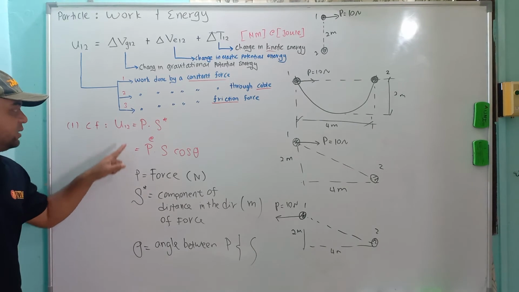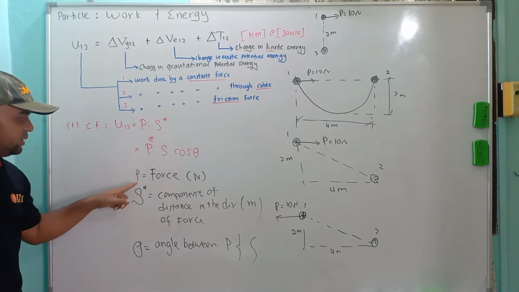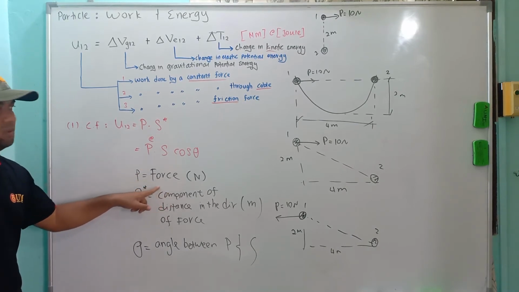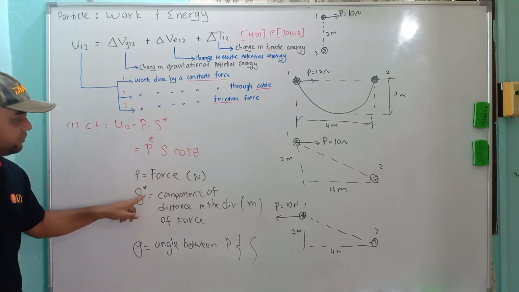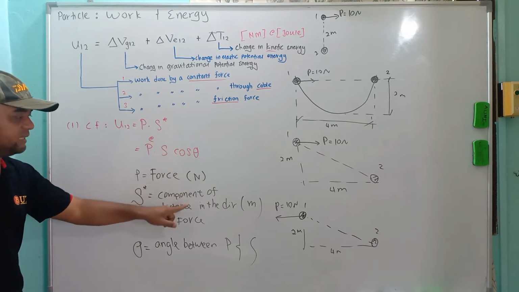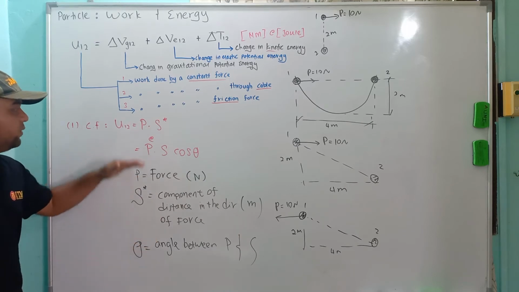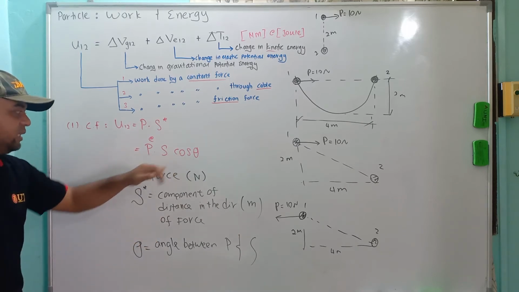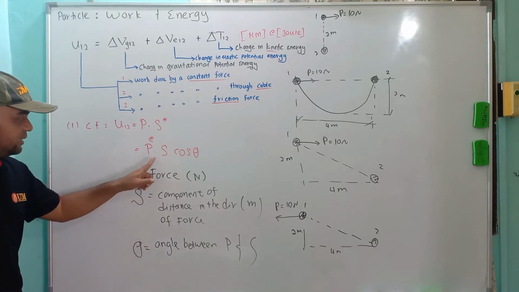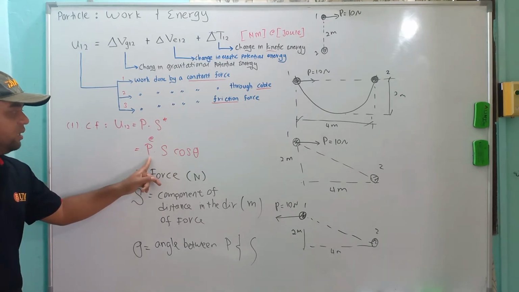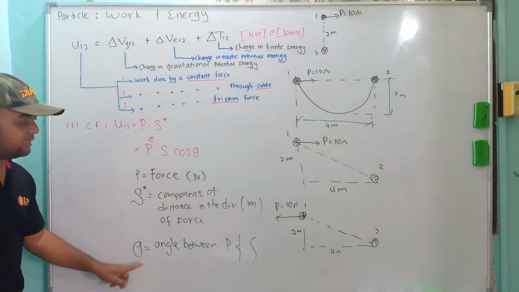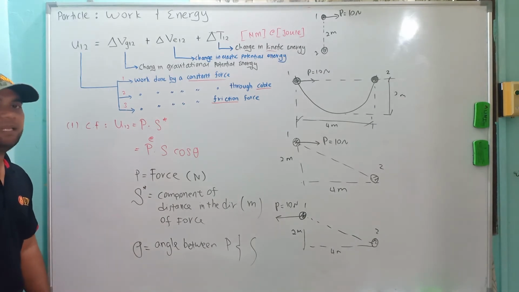The first one is P times S, where P is the force and S star here is the component of distance in the direction of the force. Or if you want to use P S cos theta, then S is the distance, P is the force, and theta is the angle between P and S.